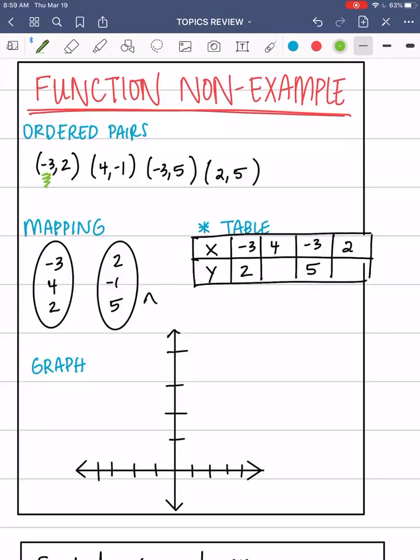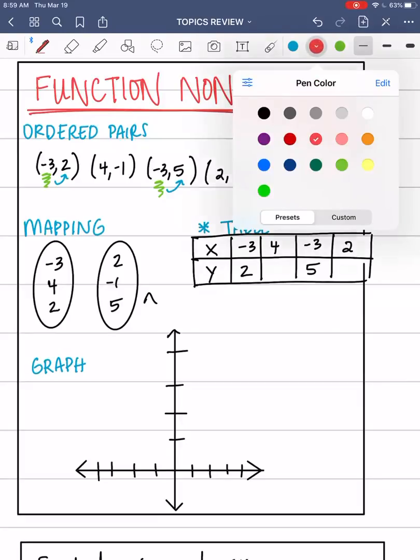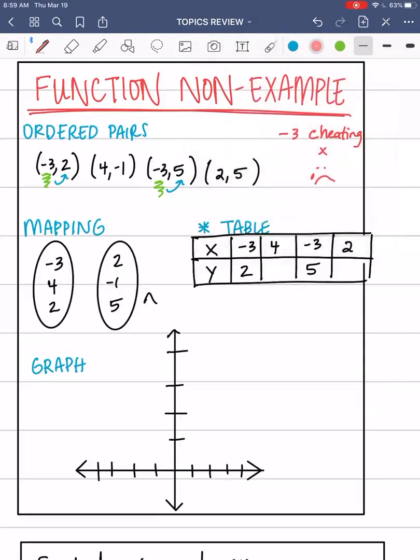See how there's negative 3 here twice? So we're saying we have a rule that sends negative 3 to 2, but we also have a rule that sends negative 3 to 5. And that's not good. So right here, negative 3 is like a cheating x. Bad. So it's not a function. Okay, but we can still put in this mapping, and we'll see how it looks for it to not be a function in different ways.